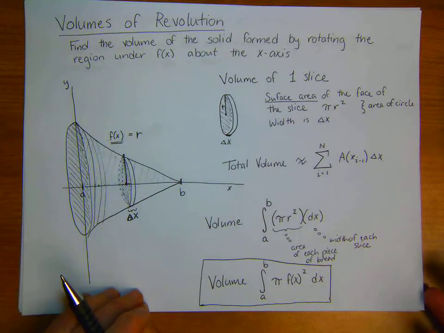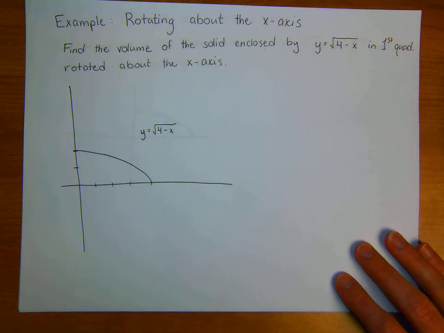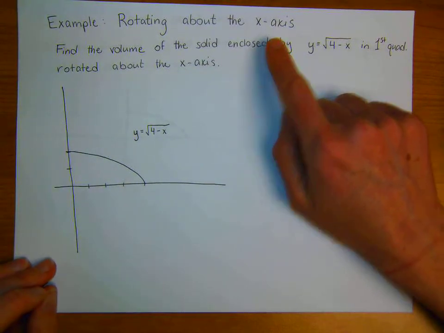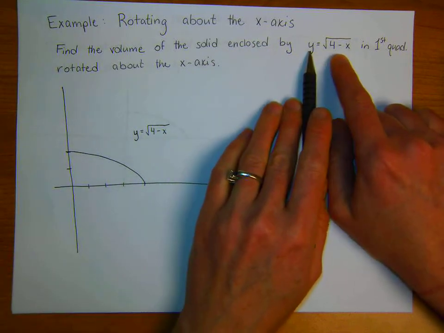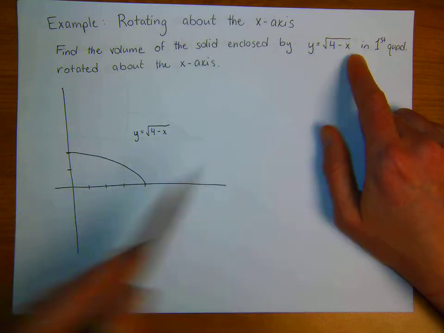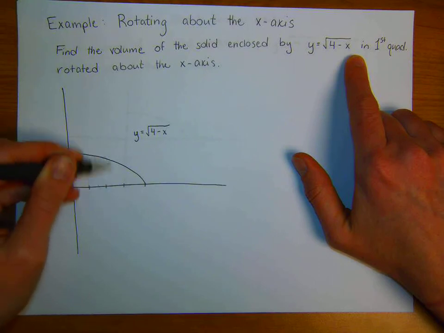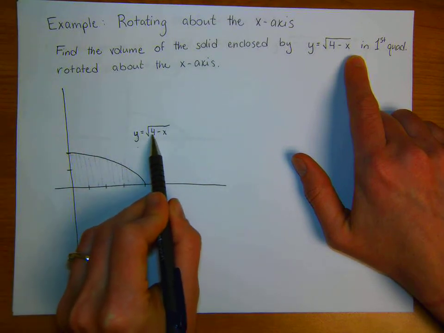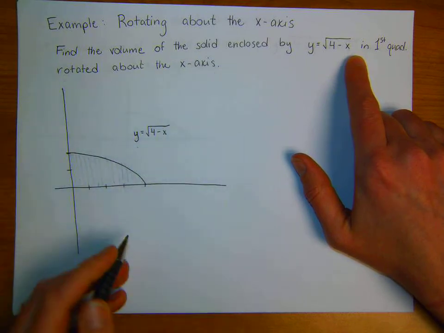Let's go ahead and work through an example of this using the formula. So suppose we want to rotate about the x-axis the solid enclosed by this curve y equals the square root of 4 minus x in the first quadrant. So I'm taking this piece. This is my function, f of x is y equals the square root of 4 minus x. And I want to rotate it about the x-axis.